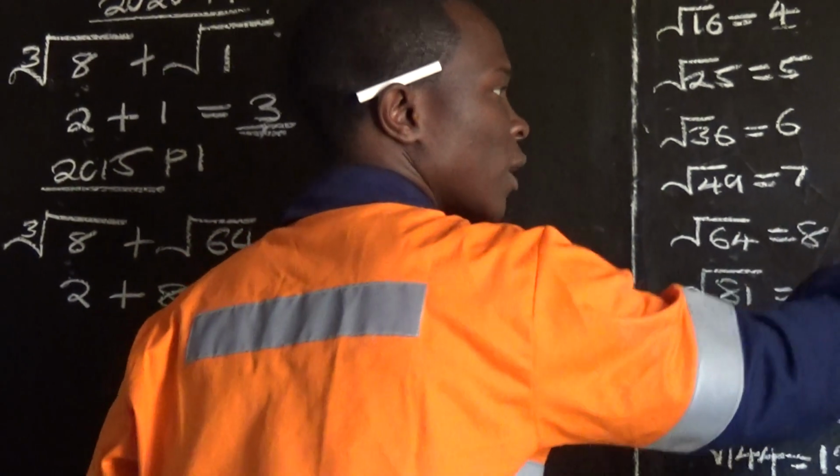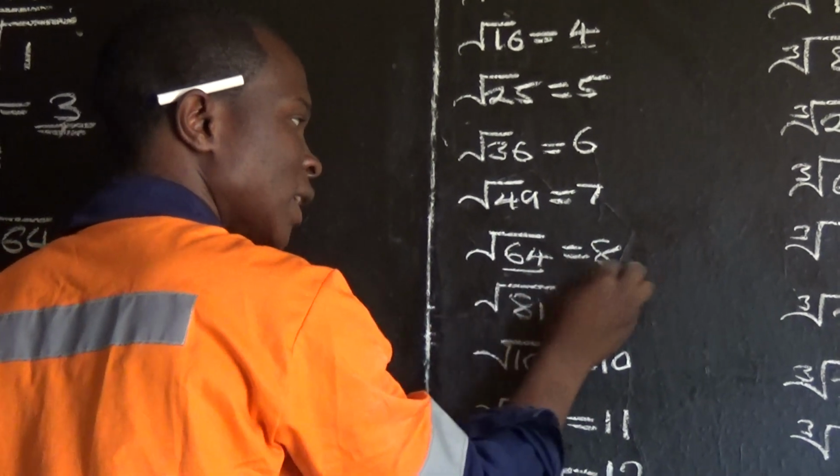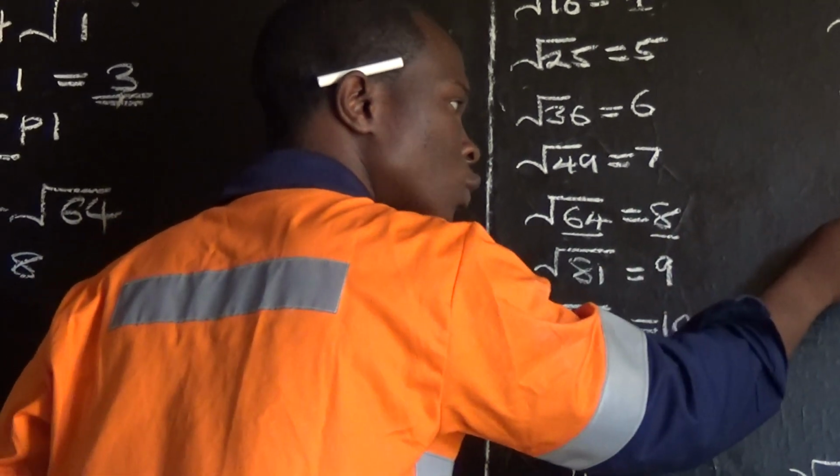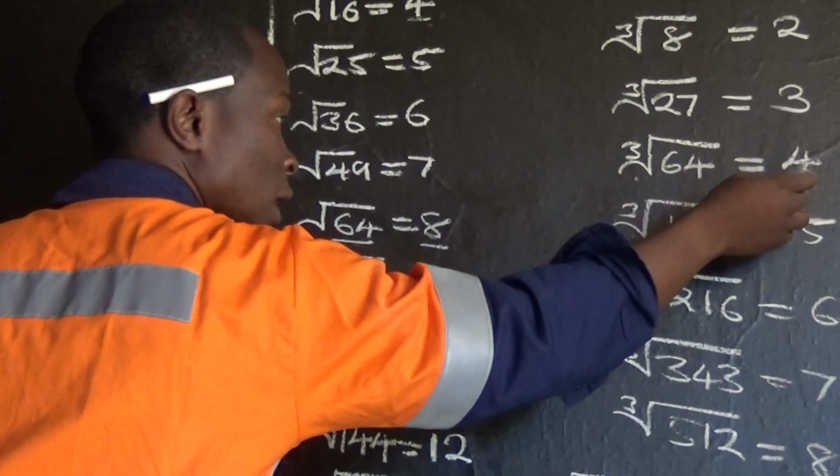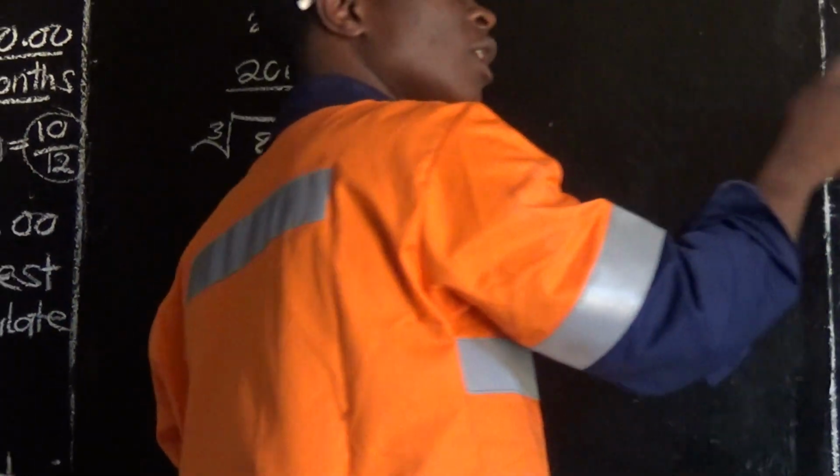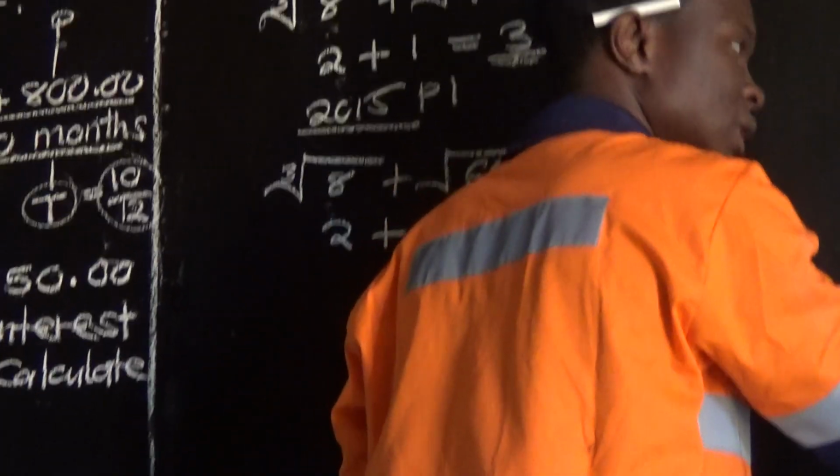But if there is a cube root of 64, take note. This one and this one are different. Square root of 64 is 8. Then cube root of 64 is 4. Are we together? So square root, the number you can multiply 2 times to get 64, is 8.